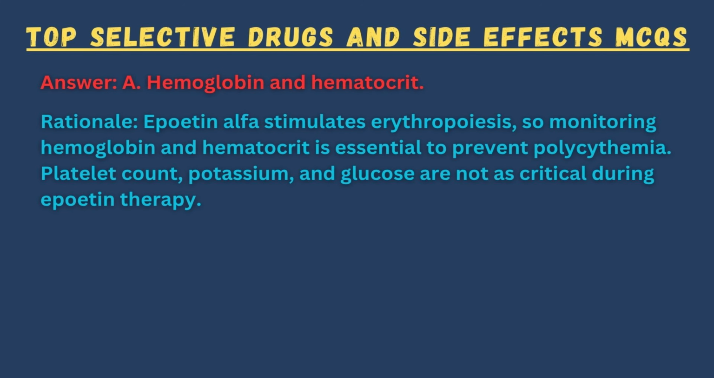Answer: A. Hemoglobin and hematocrit. Rationale: Epoetin alpha stimulates erythropoiesis, so monitoring hemoglobin and hematocrit is essential to prevent polycythemia. Platelet count, potassium, and glucose are not as critical during epoetin therapy.